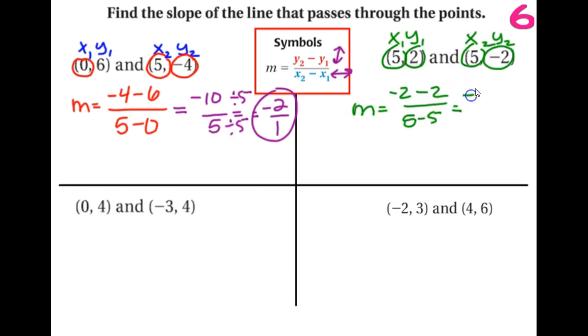Negative 2 minus 2 is negative 4. They're all negatives. 5 minus 5 is 0.